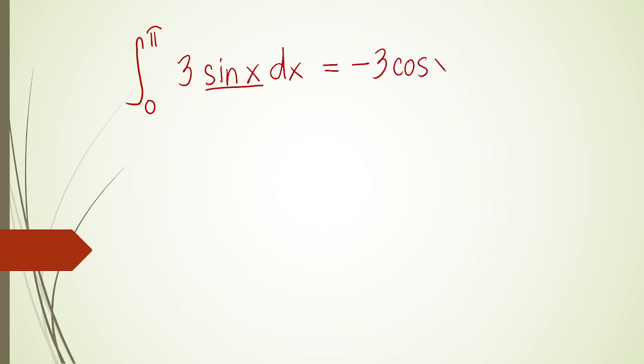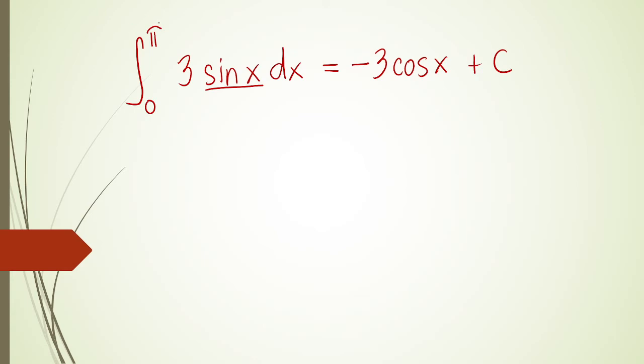Okay. Example: let's evaluate this from 0 to pi, 3 sine x dx. Now, what is the integral of 3 sine x dx? Negative 3 cosine x plus c. The integral of sine x is negative cosine, am I correct? Yes, sir. So making this negative 3 cosine x plus c. Is this correct? Yes, sir. Now let us substitute.